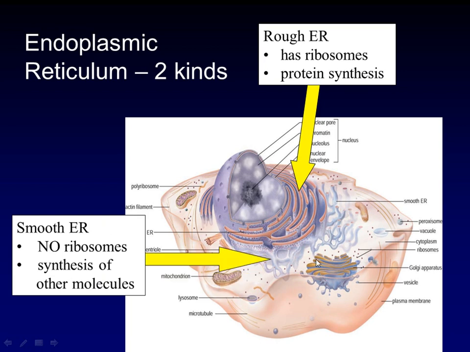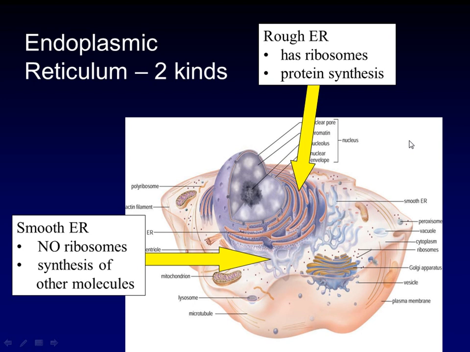The smooth ER actually synthesizes other types of molecules. A good example of that would be lipids. Lipids are made in the smooth ER. So the molecules are made. And again, some of them need to stay there, some of them need to go to the cytoplasm, some of them need to go out of the cell.